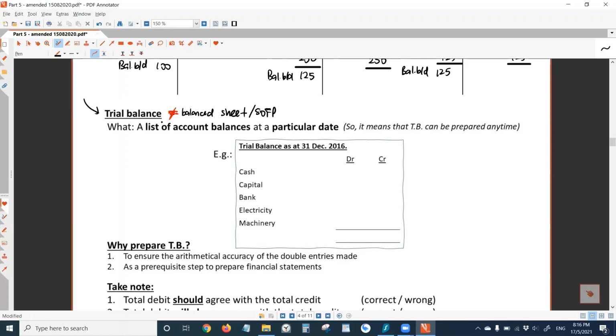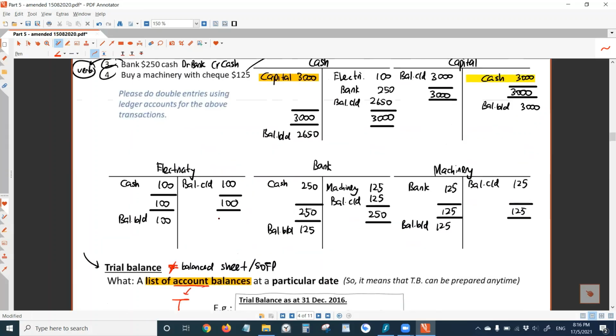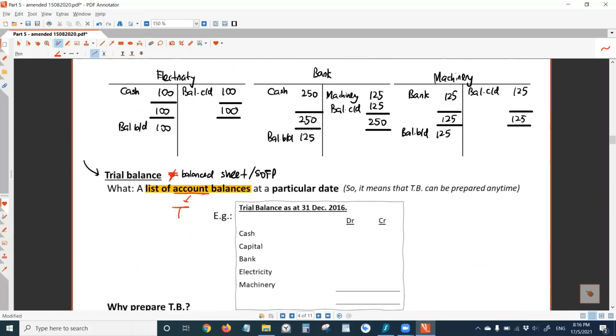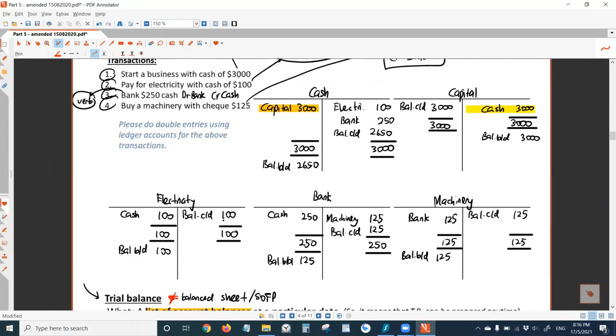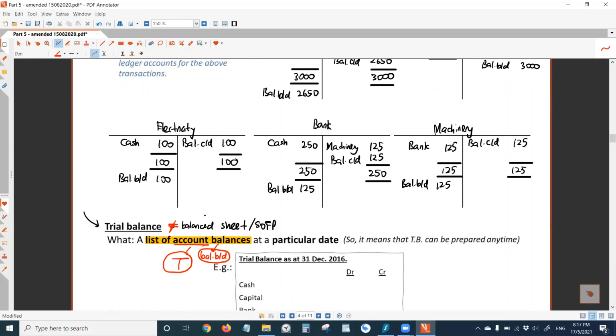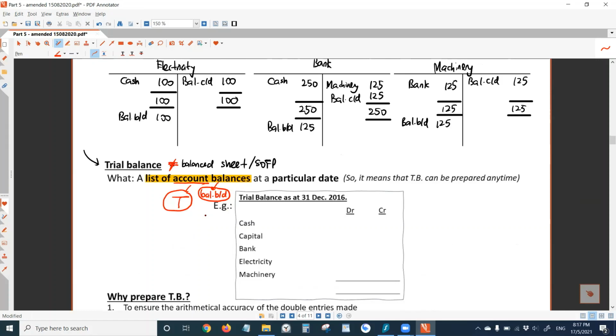So what is a trial balance? Here the definition says a list of account balances. Account means the T shape, the 5 T accounts you have on top here. The word balance always refers to balance BD. That means you are going to collect all the balance BD that you have created from the 5 T accounts and bring them into the trial balance. That's how you form the trial balance.